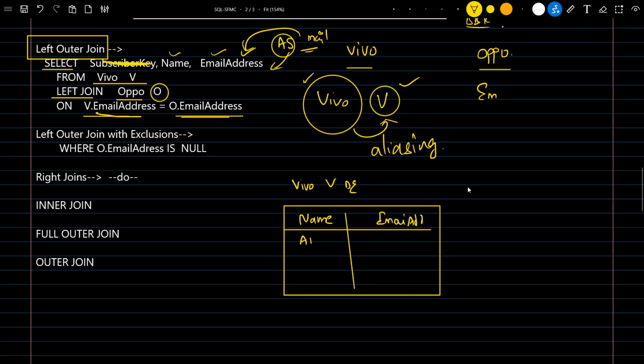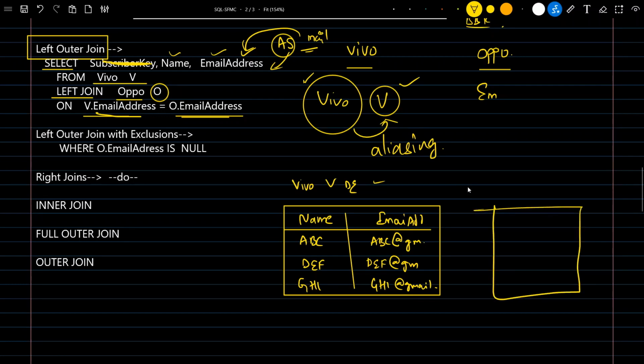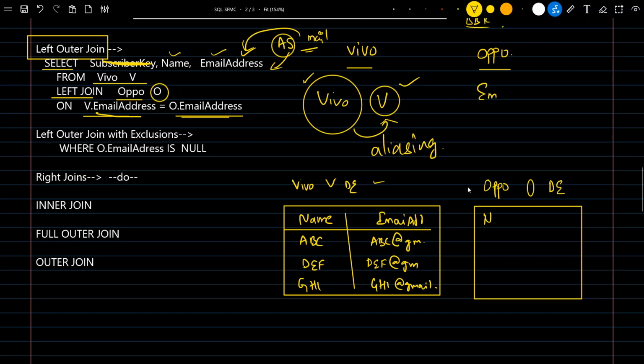So there is a name like ABC at the rate of gmail.com, DEF at the rate of gmail.com, GHI at the rate of gmail.com. So these are the three records, let's say, available in the Vivo V data extension. Similarly, there is another data extension, the Oppo O data extension. It also consists of names and email addresses of the customers.